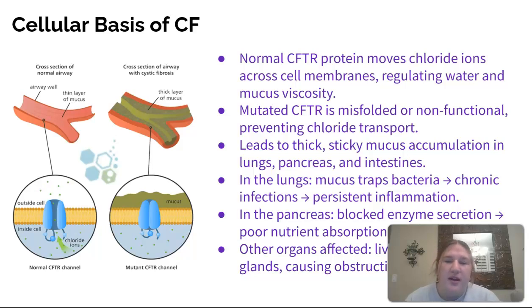So mutated CFTR is misfolded or non-functional, and it prevents that chloride transport, and it leads to thick, sticky mucus accumulation in the lungs, pancreas, and intestines. In the lungs, the mucus traps bacteria, which can lead to chronic infection and persistent inflammation. In the pancreas, the blocked enzyme secretion from the mucus leads to poor nutrient absorption and malnutrition. Some other organs affected are the liver, intestines, and sweat glands, and it causes obstruction or salt imbalance.